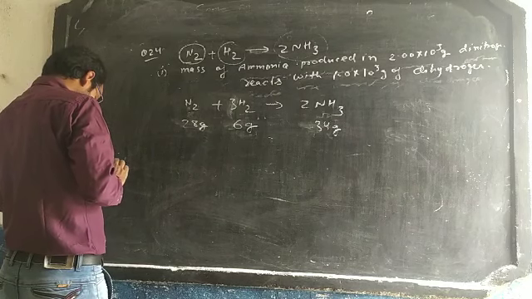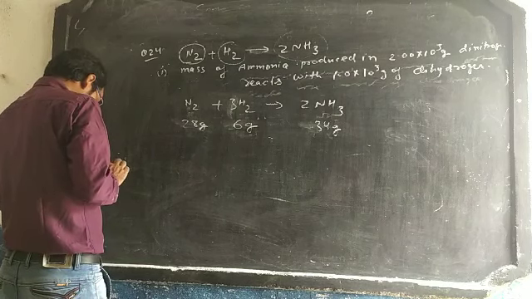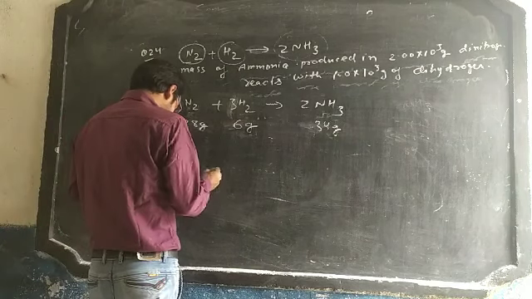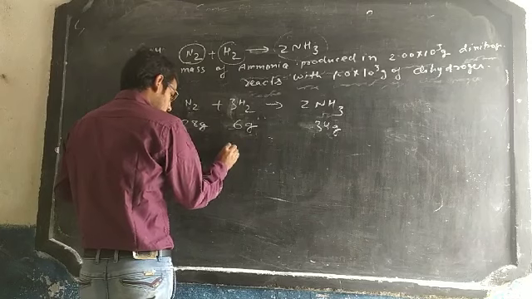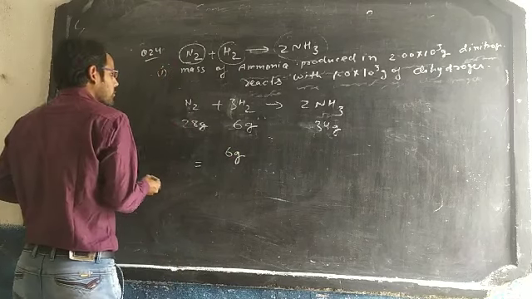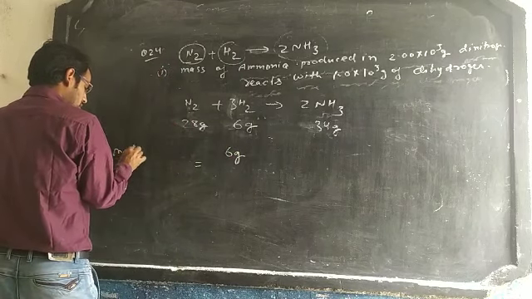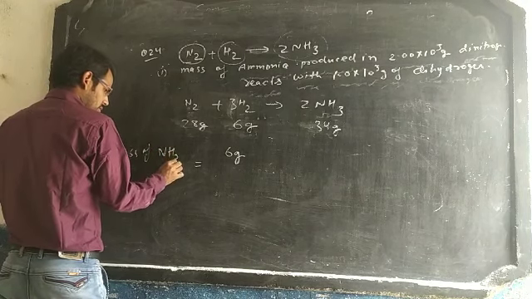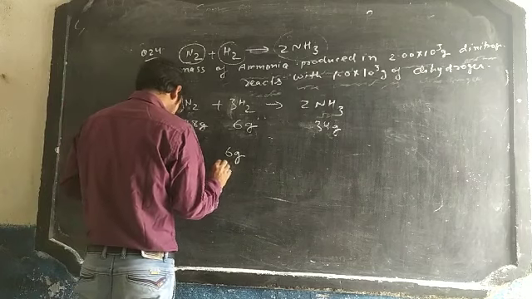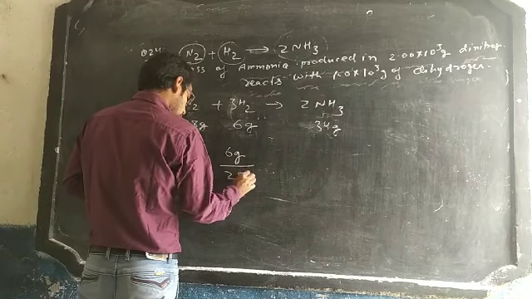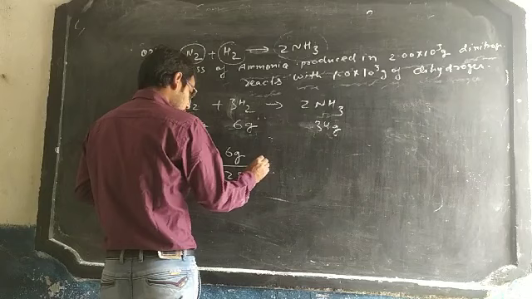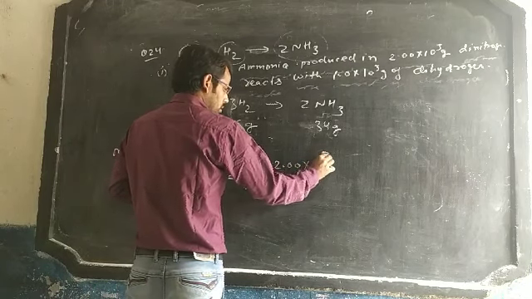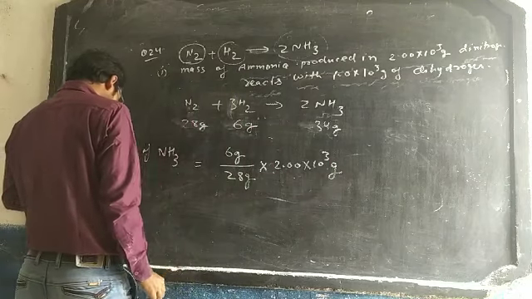Okay, the question is: the mass of NH3 will be 6 gram divided by 28 gram into 2.00 into 10 to the power 3 gram. How much will it be?